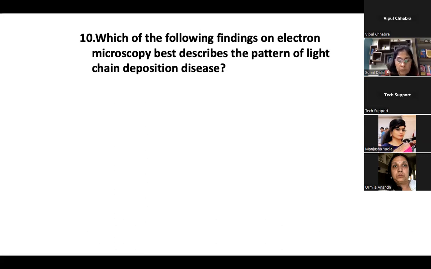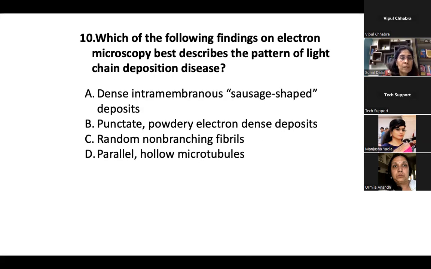Last question in the clinical round, question number 10. Which of the following findings on electron microscopy best describes the pattern of light chain deposition disease? Option A, dense intramembranous sausage-shaped deposit. Option B, punctate powdery electron-dense deposit. Option C, random non-branching fibrils. And option D, parallel hollow microtubules.